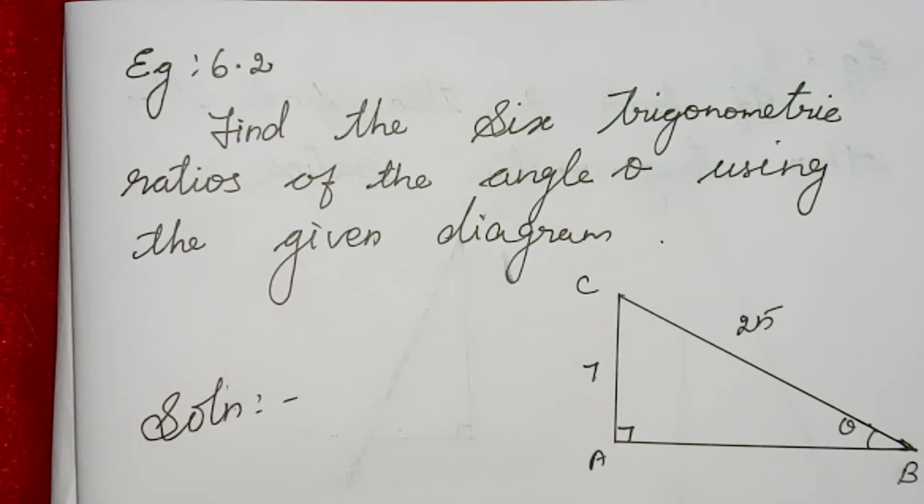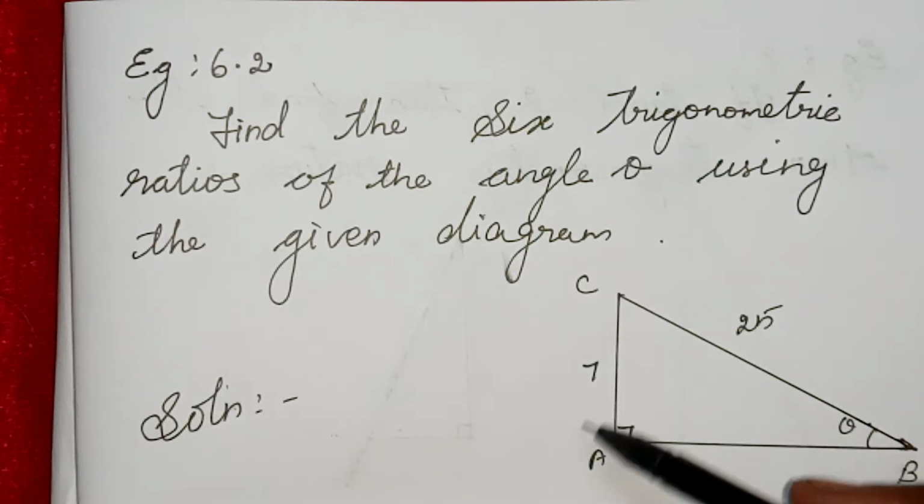Now I am going to explain example 6.2. Find the 6 trigonometric ratios of the angle theta using the given diagram. We have to find out the 6 trigonometric ratios. First, are all the 3 sides given or not?